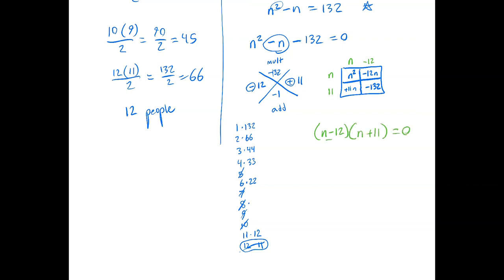And the only way two things can multiply to make 0 is if this one's 0 or this one's 0. That's the only way, right? There's no other way to multiply to make 0 unless one of the two things or both is 0. So either n is 12 or n is negative 11. So were there negative 11 people at our party? Probably not. That doesn't really make sense. Let's cross that one out. So there were 12 people at the party. So it was exactly what we got with our little guess and check.